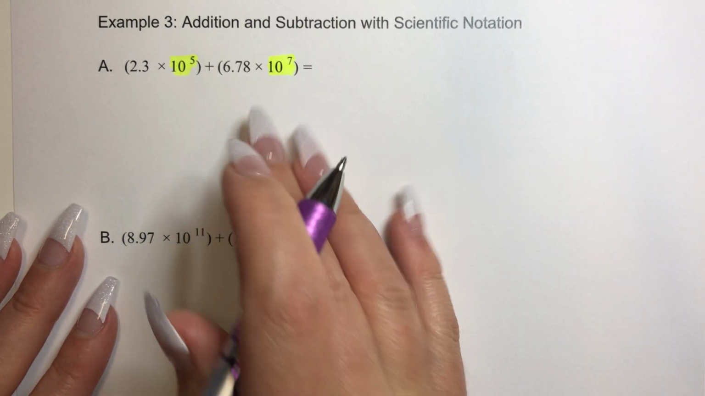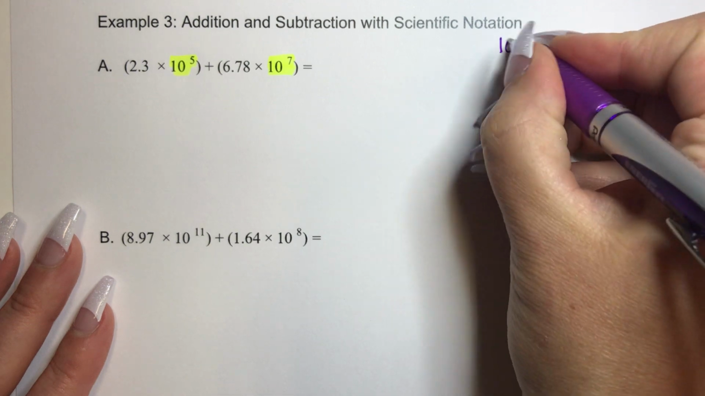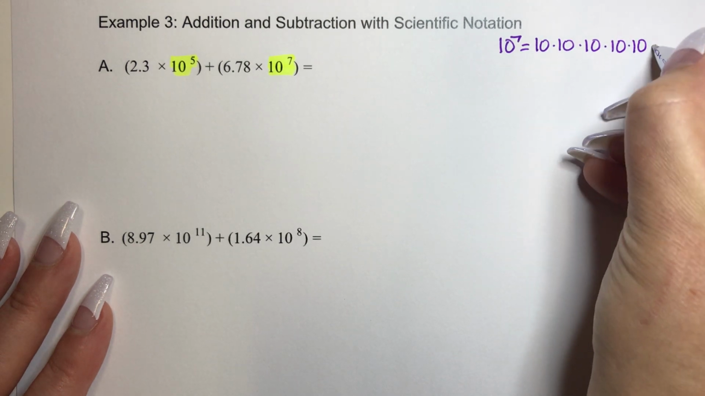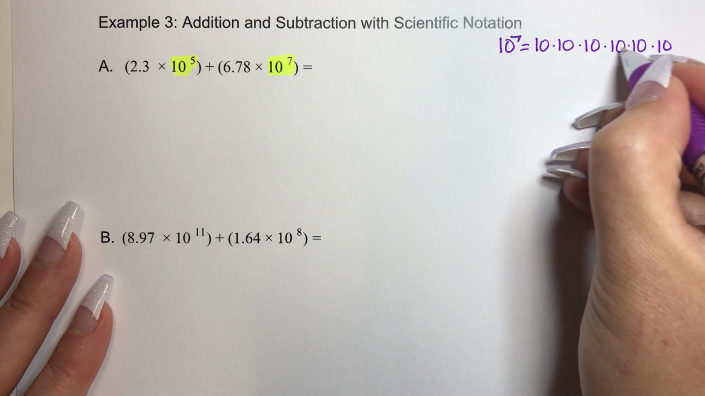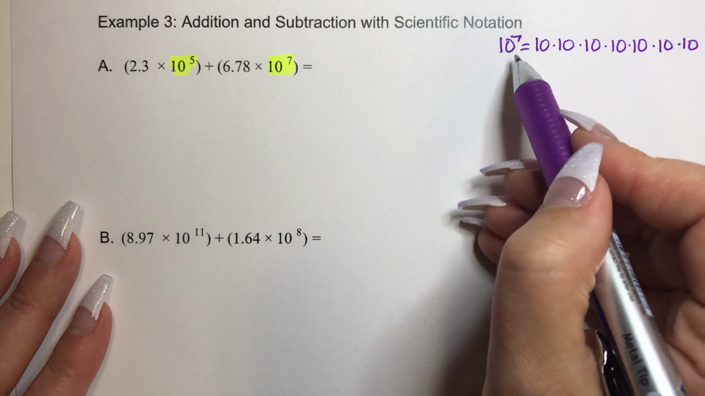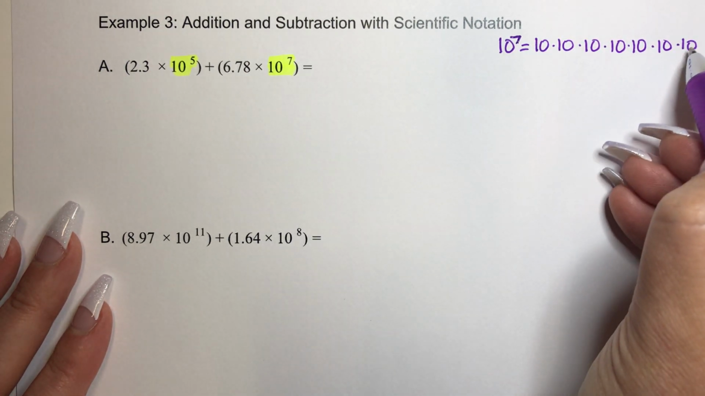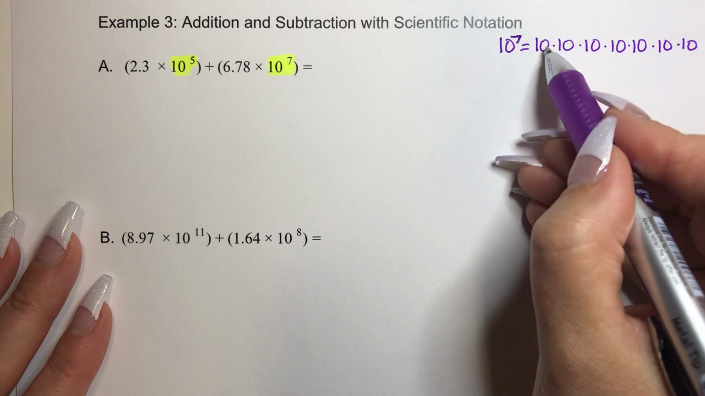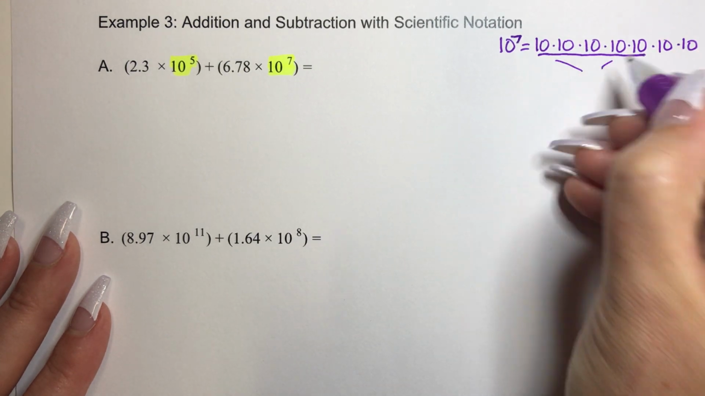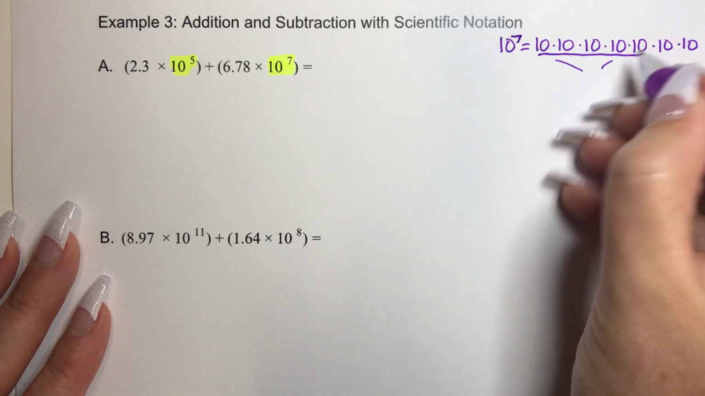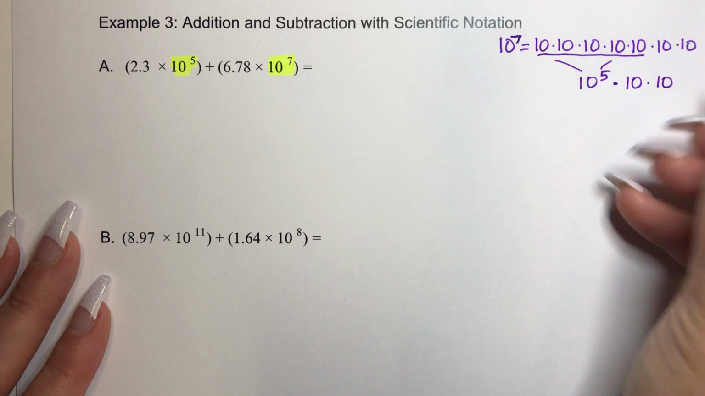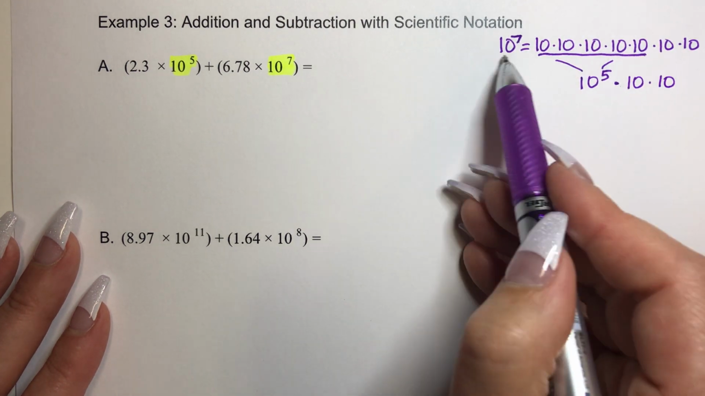First, we have to understand what 10 to the 7th is. Well, 10 to the 7th is the same thing as 10 times 10 times 10 times 10 times 10 times 10. 1, 2, 3, 4, 5, 6 times 10, right? Now, 10 times 10 times 10 times 10 times 10, that's 5 tens, is the same thing as 10 to the 5th, right? Times 10 times 10. 10 to the 5th times 10 times 10 is actually the same thing as 10 to the 7th.